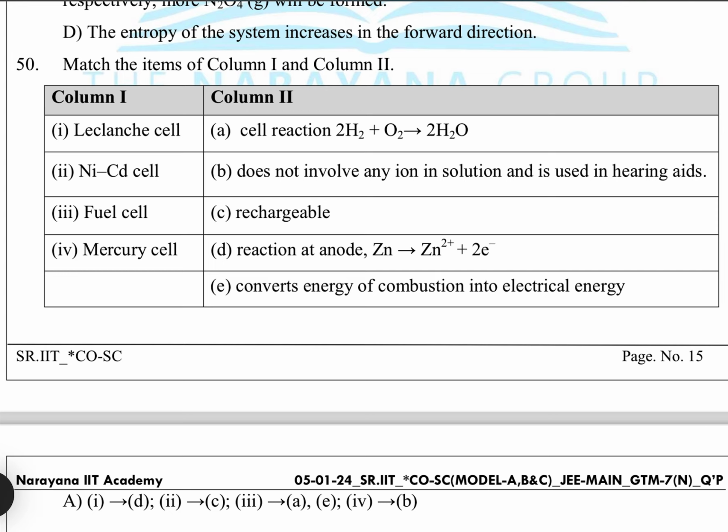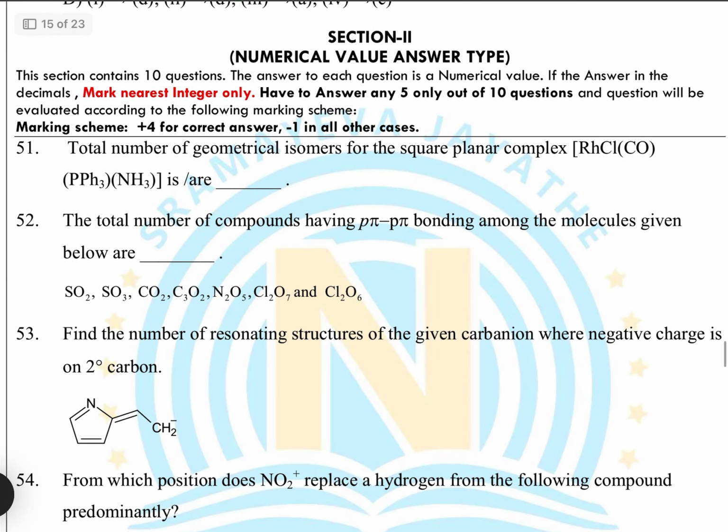50th one. Here some combinations are given. Leclanché cell, zinc to zinc plus 2 electrons. Nickel cadmium cell, rechargeable. Fuel cell, H2 plus O2 gives water. So option A. Mercury cell does not involve any ion in solution and direct things.